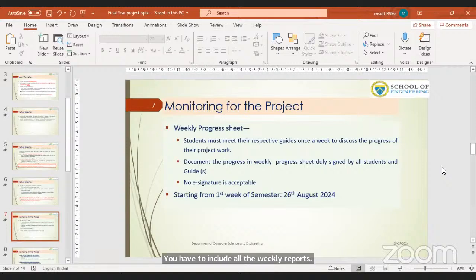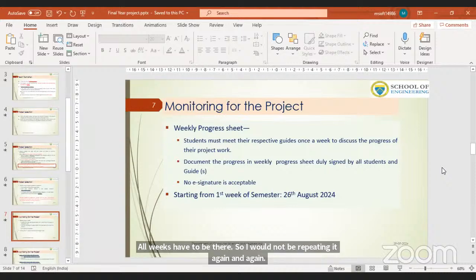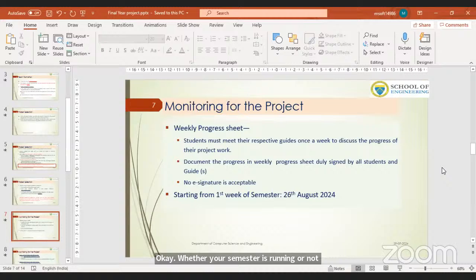because your exams, also MSc 1, MSc 2, will be 1 or 2 days only. Okay, only that week you can exclude. Other than that, all weeks have to be there. So I would not be repeating it again and again. Okay, whether your semester is running or not, between 7th and 8th semester also, the progress reports have to be there.